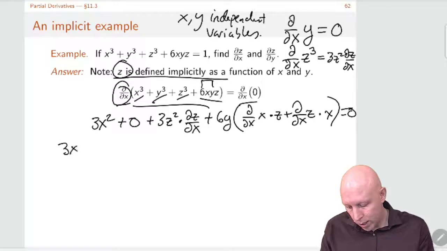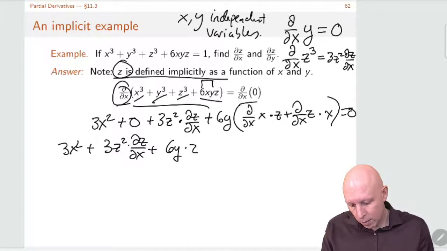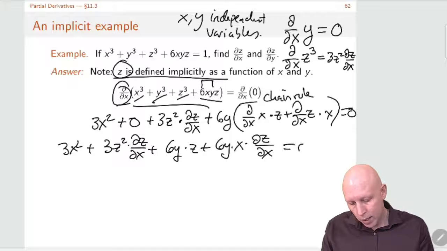Expanding, what do we get? We get 3x squared plus 3z squared del z del x plus 6y times z plus 6y times x times del z del x. All right, this was the chain rule. And now we want to solve for del z del x.